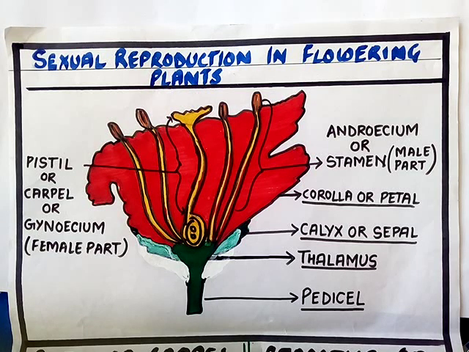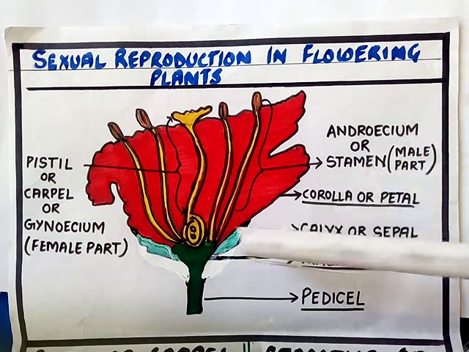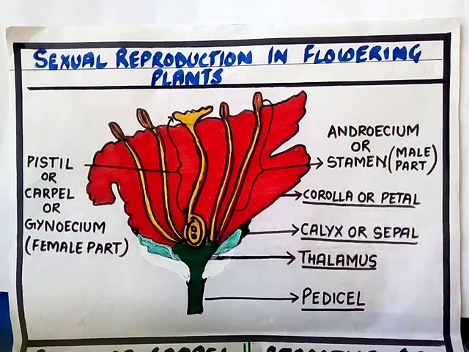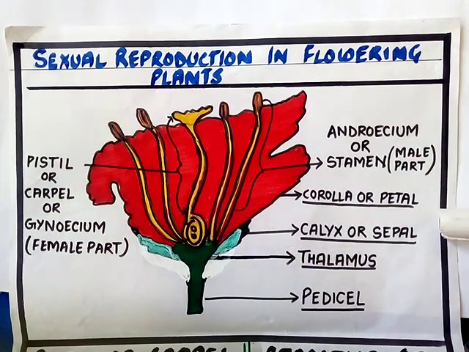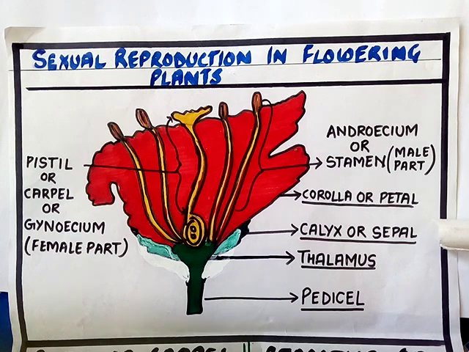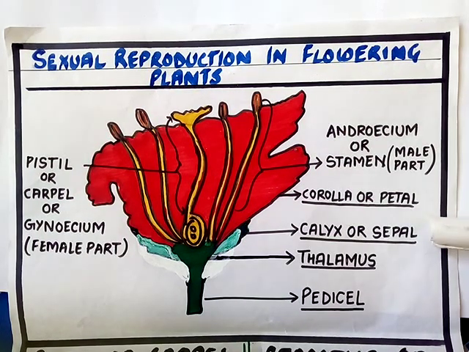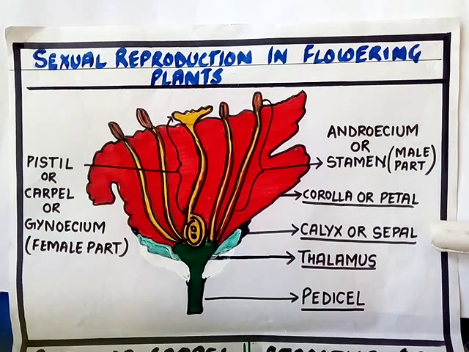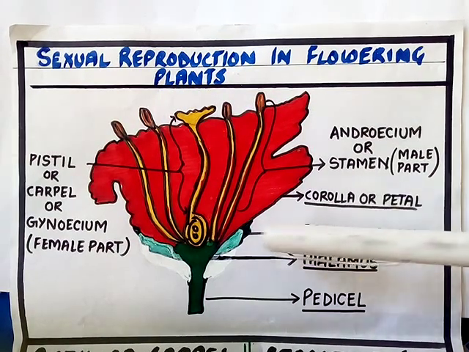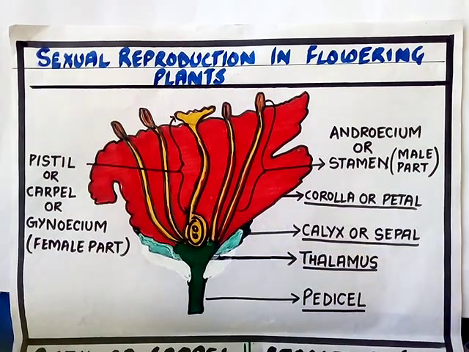The outermost and the first whorl of a flower consists of leaf-like structures called the calyx or sepals. They are generally green in color. It protects the inner floral whorls during bud formation and also takes part in photosynthesis.